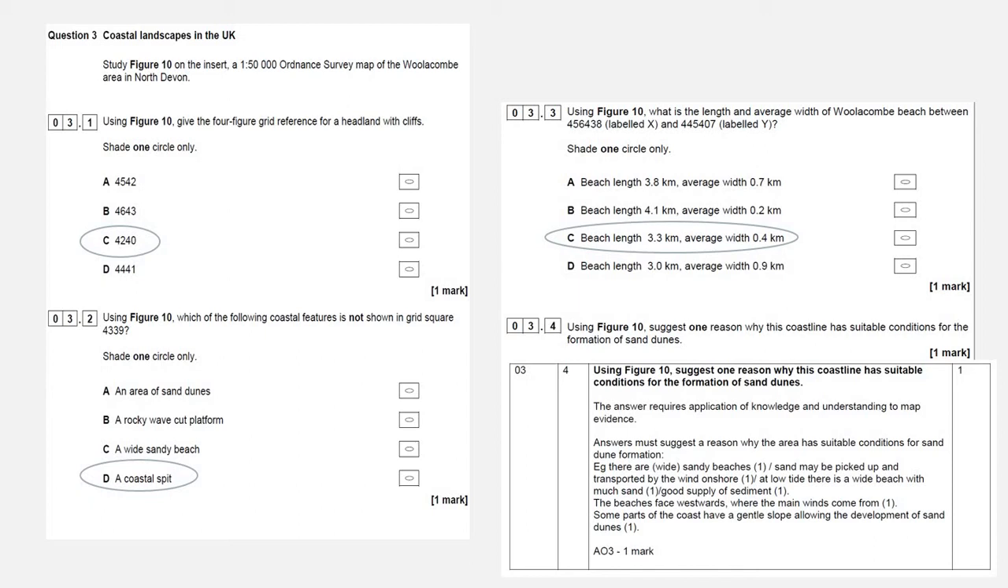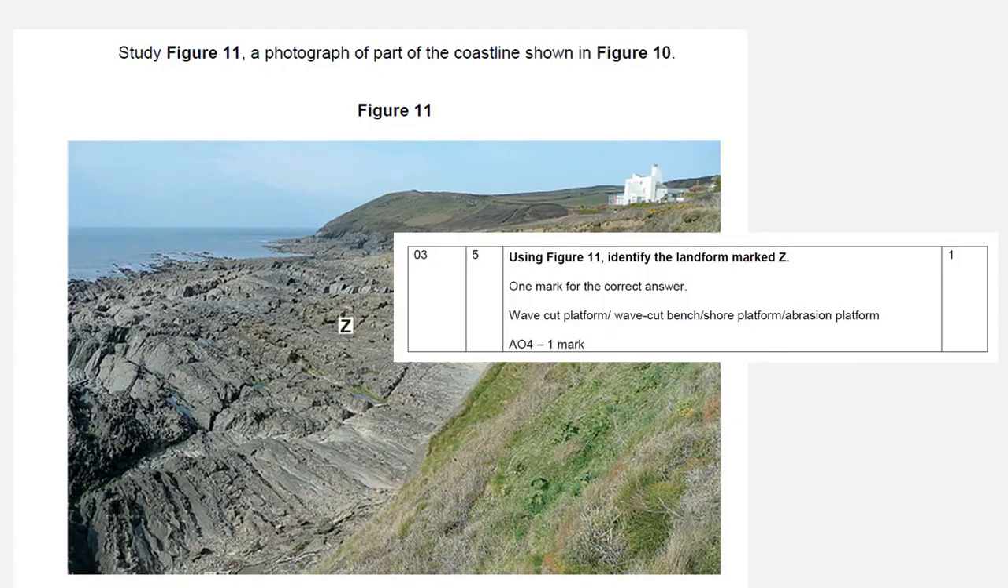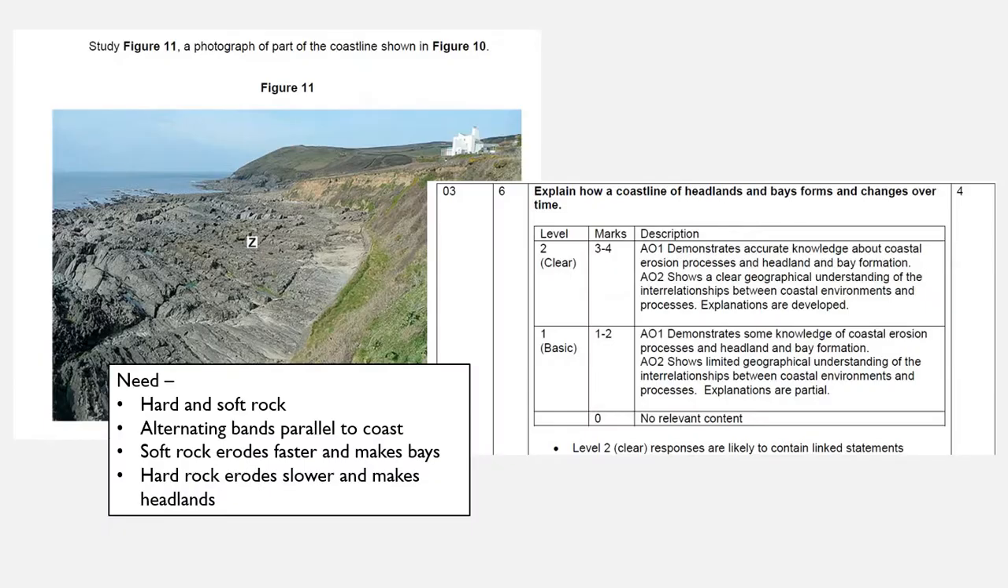304, which is why this area is suitable for sand dunes. So lots of sand and sediment and exposed to wind. The answer to this question is a wave cut platform.